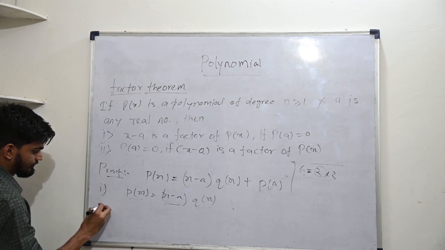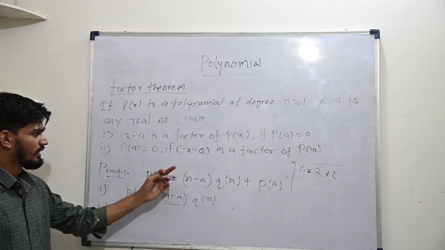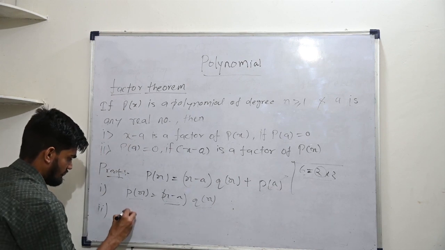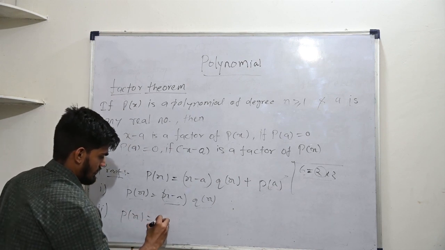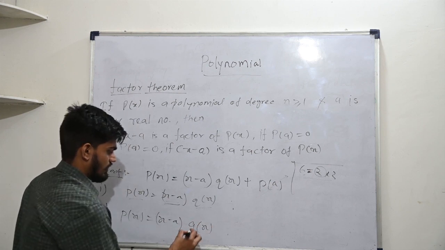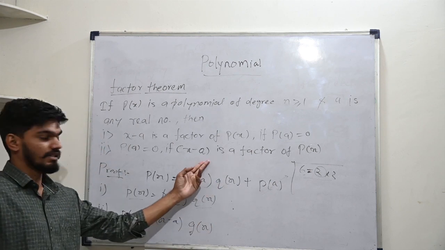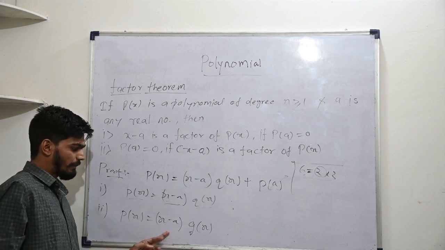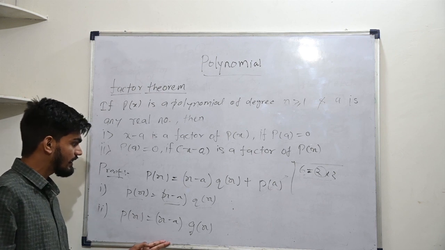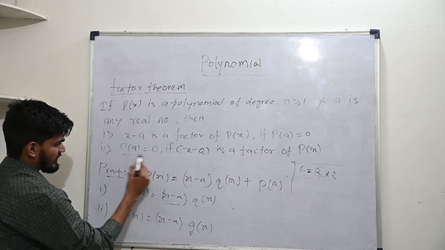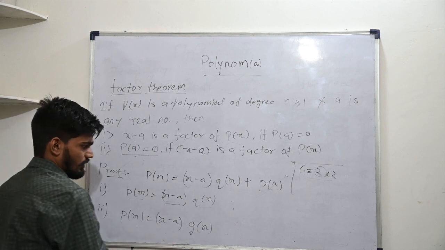Second case, what is given? If x minus a is a factor of P(x), then we can see some other polynomial, let's say g(x). When x minus a is a factor of P(x), that means there won't be any remainder. It will be completely and exactly divisible by x minus a. Okay. Now we have to see whether P(a) is equal to 0 or not. Okay, we'll see.